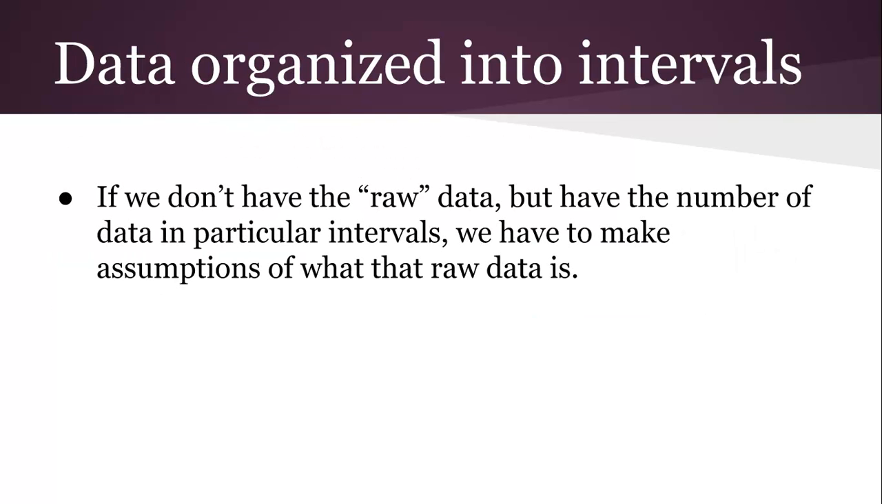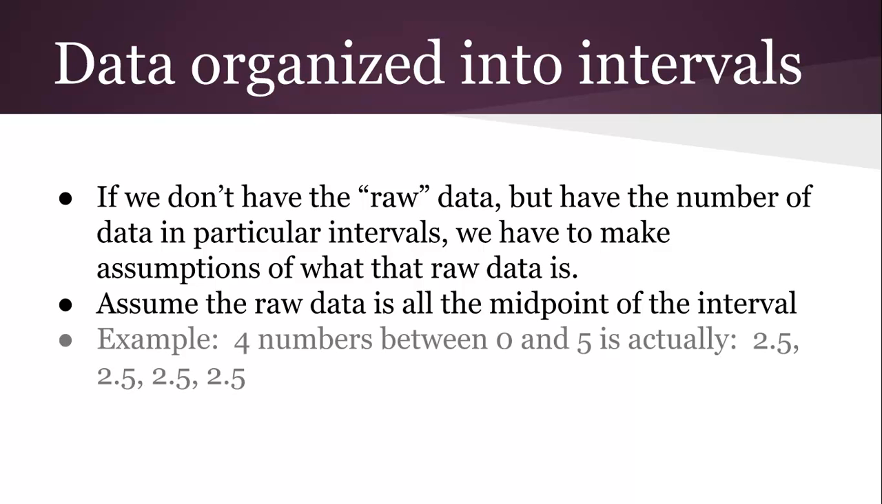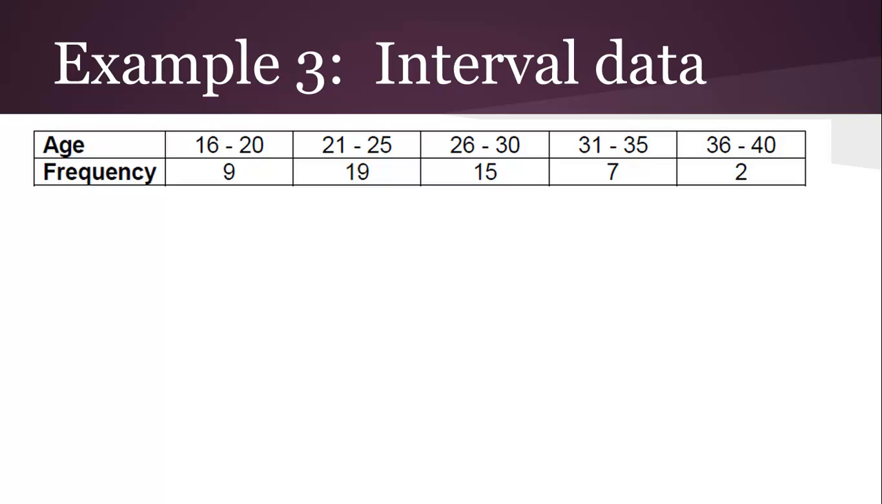If you have data in intervals, potentially if you didn't collect the data exactly, but you just put it into intervals, you wouldn't have the raw data. So you have to make assumptions of what the raw data is, what the actual numbers that are collected are. So what we do is we assume that all the data is at the midpoint. So, for example, if you had 4 numbers between 0 and 5, you'd actually call that 4 2.5s.